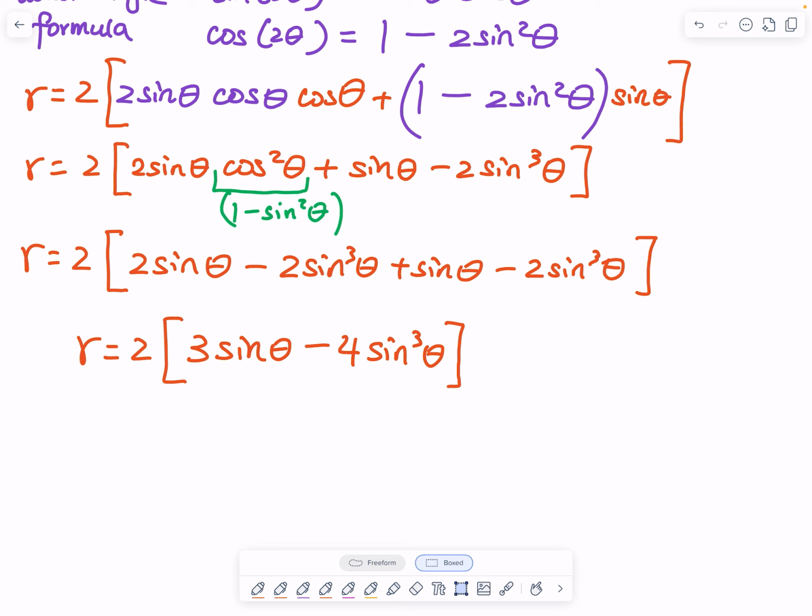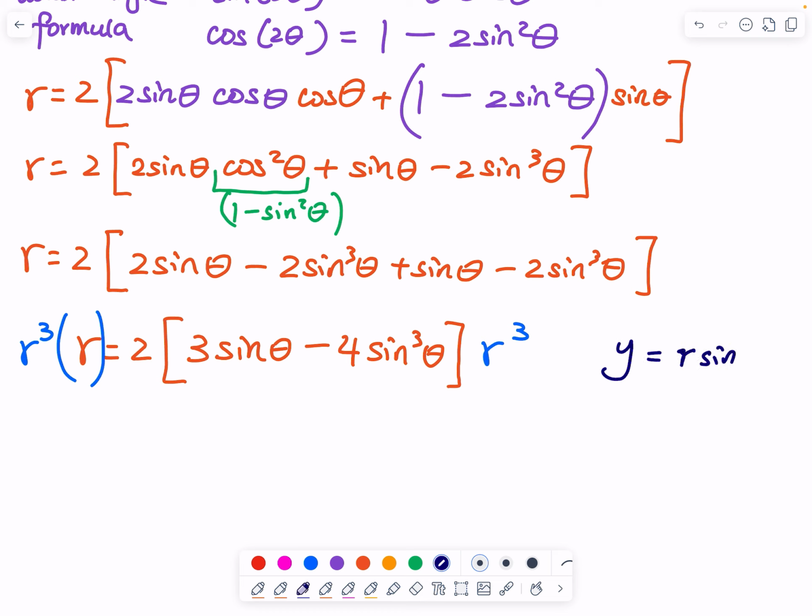Watch me. This is another technique that you have to learn. I will just multiply both sides, how about by r to the third power? Because we will have y equals r sine theta, and then we raise both sides to the third power. Then we will have y to the third equals r third sine third, and then the r third sine third becomes y to the third power. How's that? Okay, keep working.